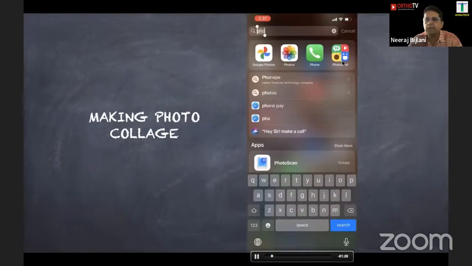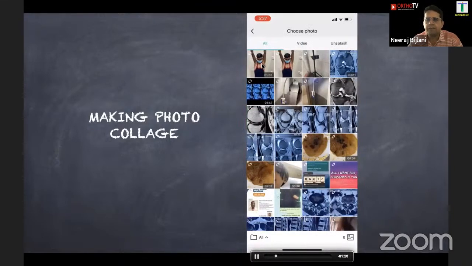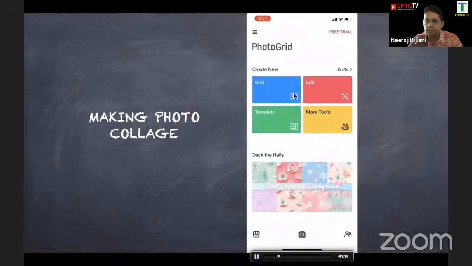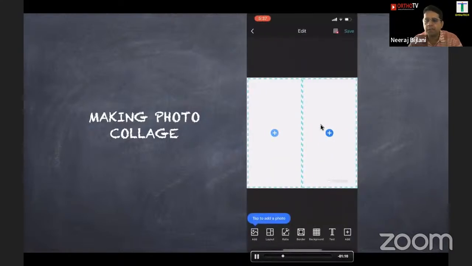This is how it looks. So I open Photo Grid and I select this first option called Grid. And after I've selected, it tells me to select photos. So I can select one or two photos here. And I have to select a grid. So maybe I will select this one or this one. So two photos side by side.